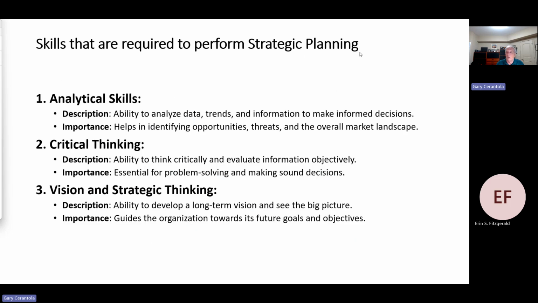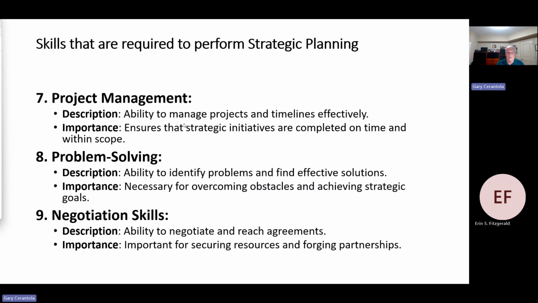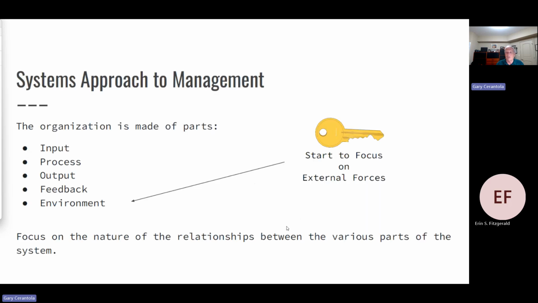And skills to perform strategic planning: analytical, critical thinking, vision and strategic thinking, leadership, communication skills. The biggest breakdown in strategic planning is execution. Why? They're not communicated properly. They're not measured properly. And then financial acumen, the project management aspect of making this work, getting through the barriers in terms of problem solving, the negotiating skills, how quickly you adapt, how creative you are, what kind of collaboration works. So cultivating all these skills will really give you the leg up on strategic planning.